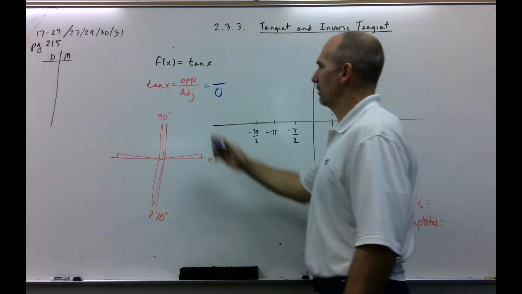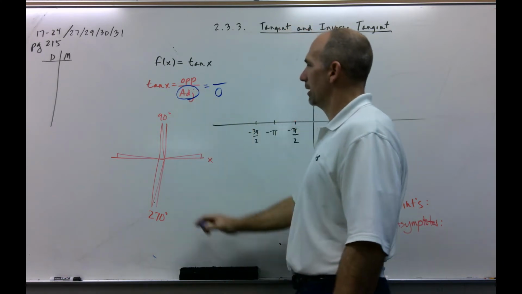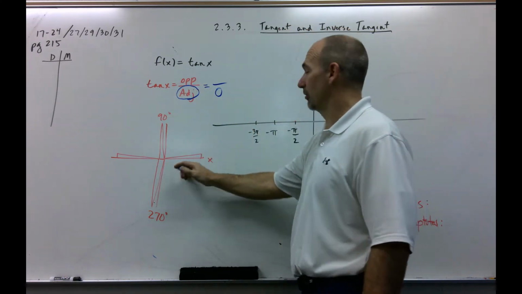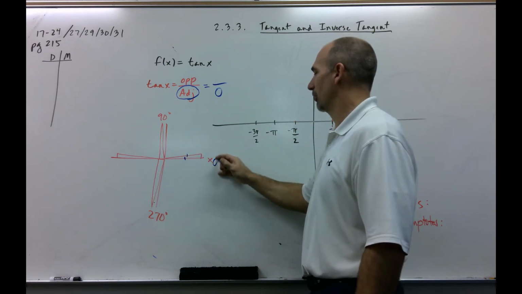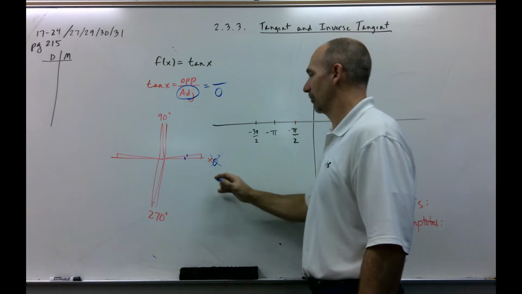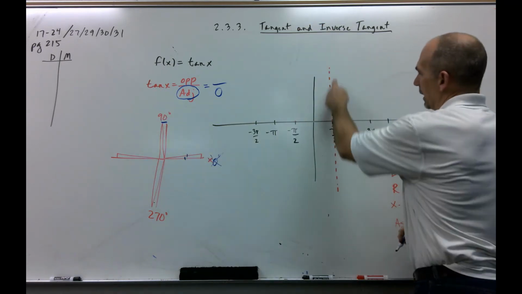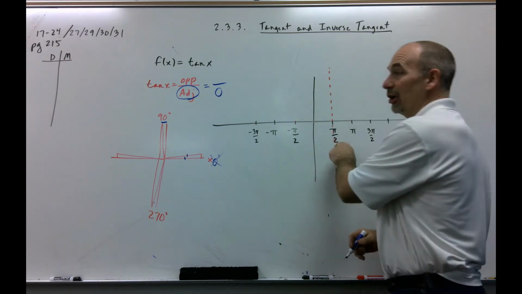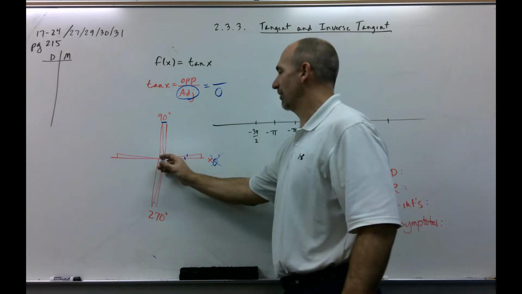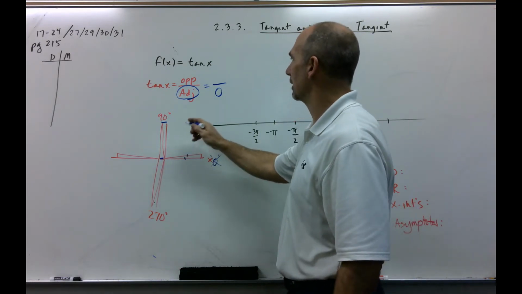So the question is, where does the adjacent side ever disappear? This goes back to our quadrantals. Notice this is our adjacent, this is our hypotenuse. So 0 degrees is not where it disappears. If we go up to 90 degrees, notice I have a line right here at 90 degrees, pi over 2. That's a huge hint, because my adjacent side is right here. In other words, it disappears at 90 degrees.